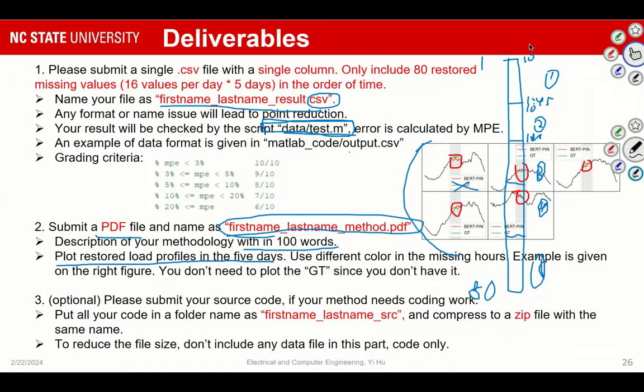And the last one is optional. It depends on your method. If you are not going to do any coding work, for example, you just manually fill in something, you don't need to submit this one. It means if you do some coding work, you need to submit your source code and put everything in one folder. The folder name is this way, and compress it into a zip file. Pay attention that you shouldn't include any data, only your source code, nothing else, just to reduce the file size.